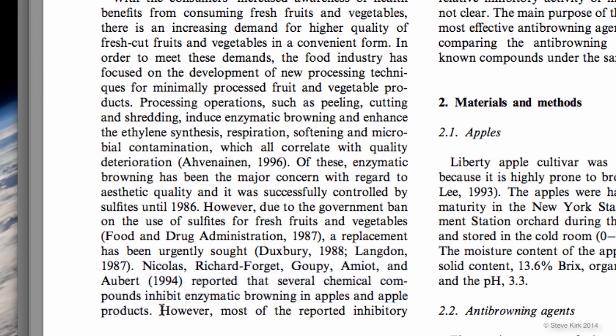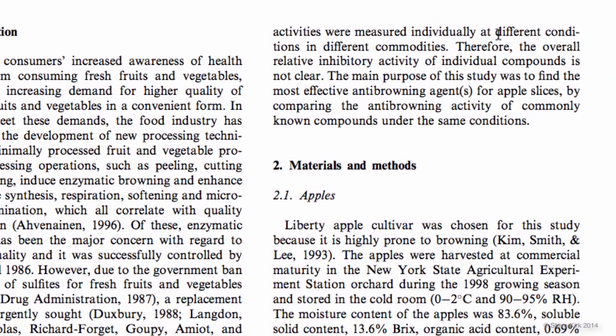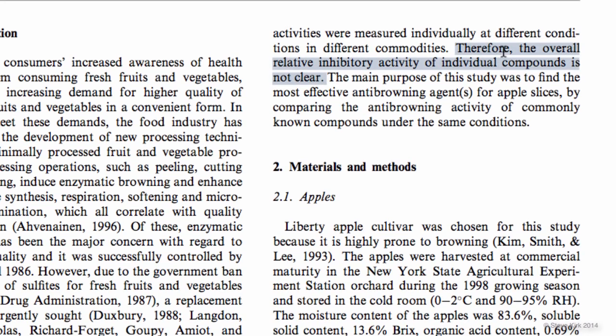Okay, now we get to the problem that this paper is going to address. Okay, right here, that most of the reported activities are measured individually at different conditions. Okay, and right here, this is the main problem that this study is going to try to address. The overall relative inhibitory activity of individual compounds is not clear. And then we have the main purpose of the study here. The main purpose of the study was to find the most effective anti-browning agents for apple slices by comparing the anti-browning activity of commonly known compounds under the same conditions.